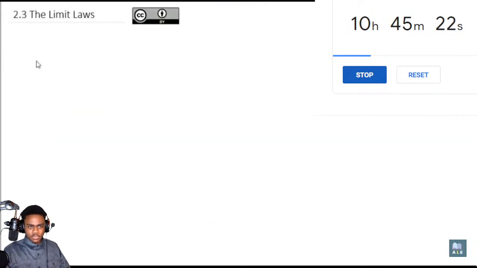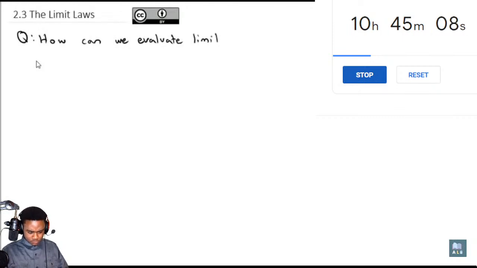Today we're going to take a look at the question, how can we evaluate limits? In our last lesson, we looked at how we can use a table or a graph to evaluate a limit by getting closer and closer to a specific value. What we're going to do today is take a look at some limit laws that we can use to help us find limits quicker and more accurately.